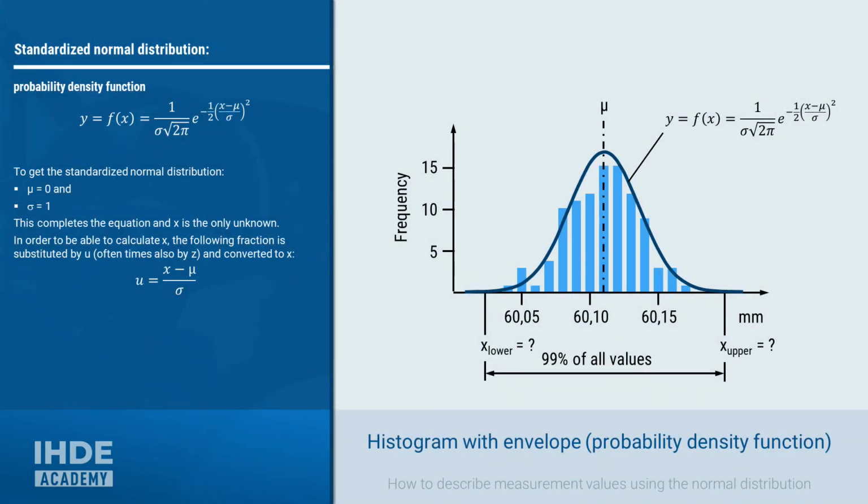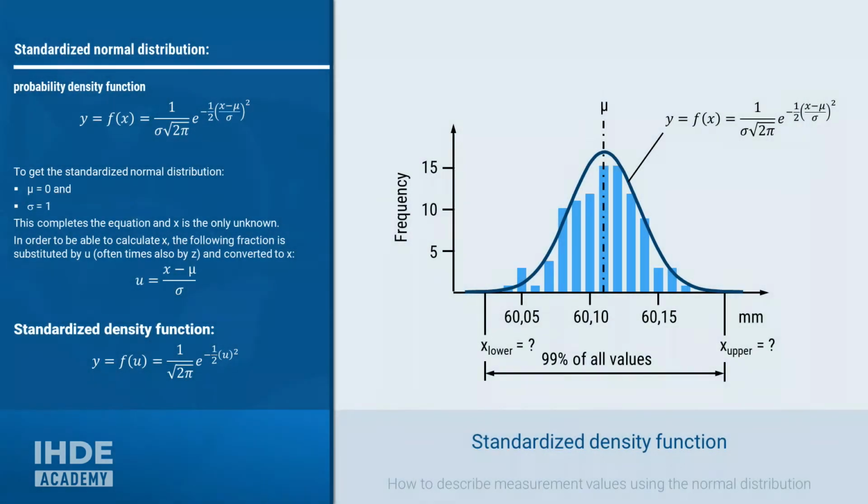To make this formula usable for later practical application, it must first be transposed into its standardized form. This is done simply by setting the mean, mu, to 0 and the standard deviation, sigma, to 1. This completes the equation and x is the only unknown. The expression x minus mu divided by sigma is now substituted by the letter u, but also often by the letter z or t. By substituting with the letter u, one obtains the standardized density function.